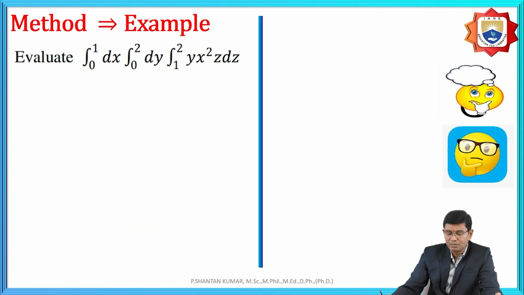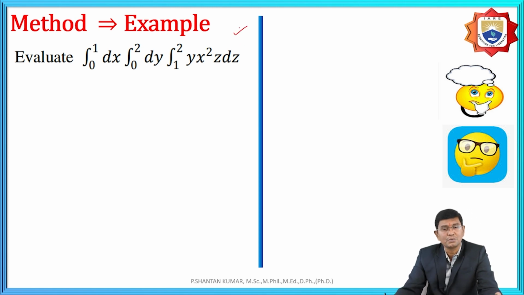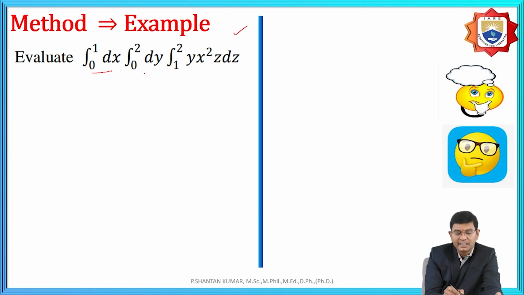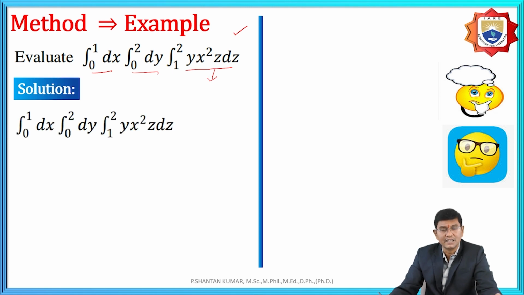And again, now for example, the integral 0 to 1, 0 to 2, 1 to 2, yx square z into dz. Here it is clearly given, the first one is with respect to x, the second one is with respect to y, and the third one is with respect to z. That means we need to follow inner to outer. That means we first integrate with respect to z. That means yx square into z square by 2, because the integration of z is z square by 2. The upper limit is 2 and the lower limit is 1.